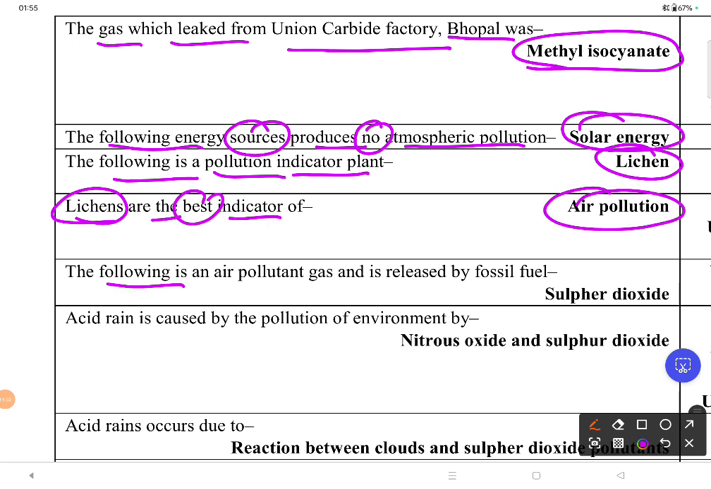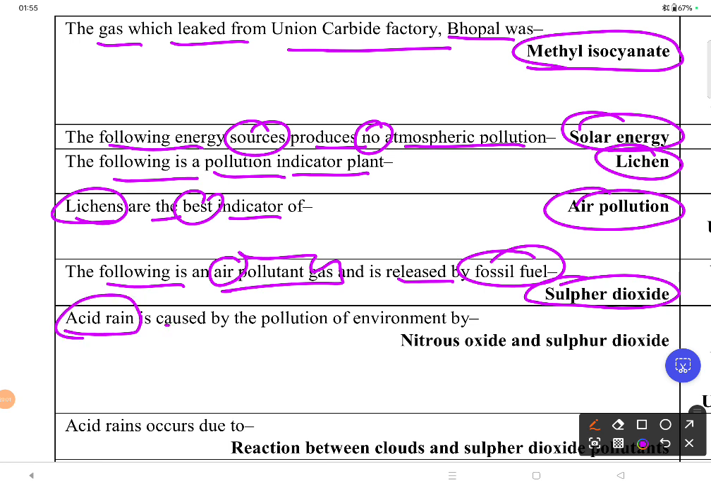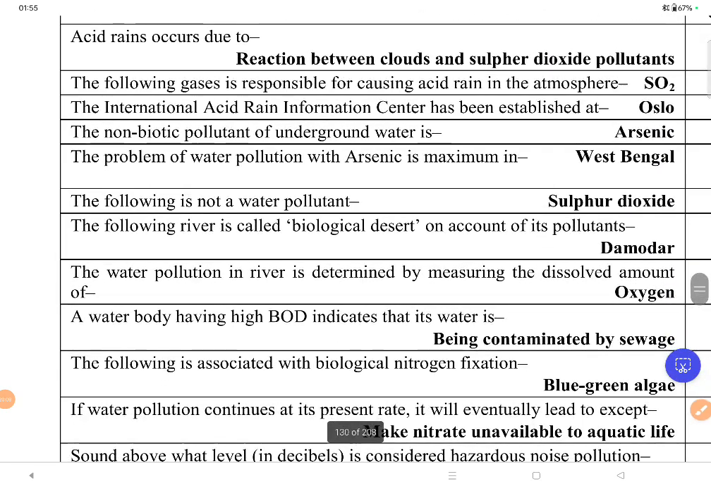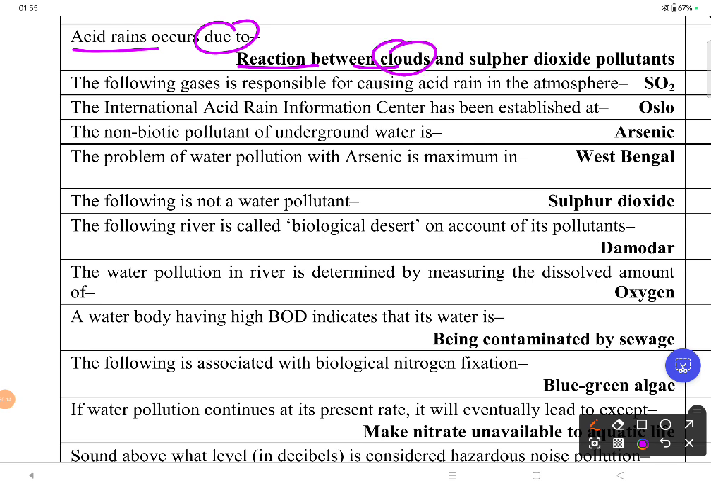The following is an air pollutant gas released by fossil fuel: sulfur dioxide. Acid rain is caused by pollution of the environment by nitrogen oxide and sulfur oxide. Acid rain occurs due to reaction between clouds and sulfur dioxide pollutants. The gas responsible for causing acid rain in the atmosphere is SO2. The International Acid Rain Information Center has been established at Oslo, the capital of Norway.